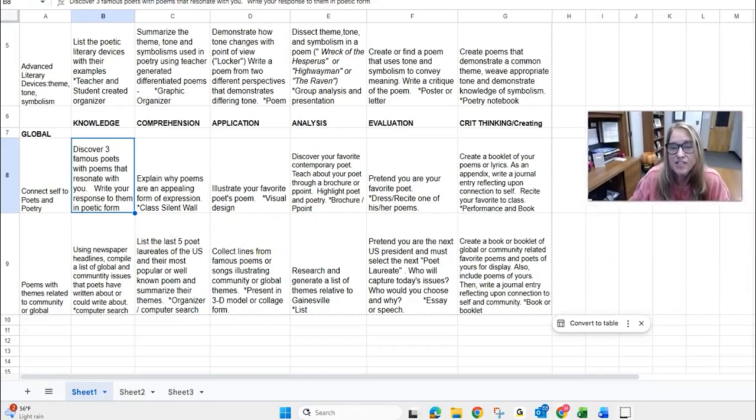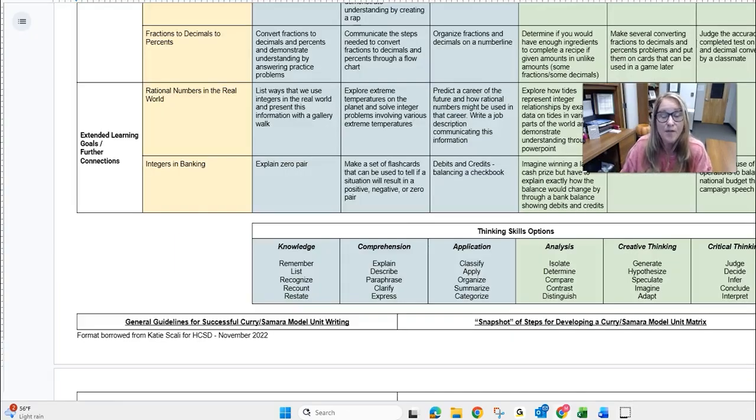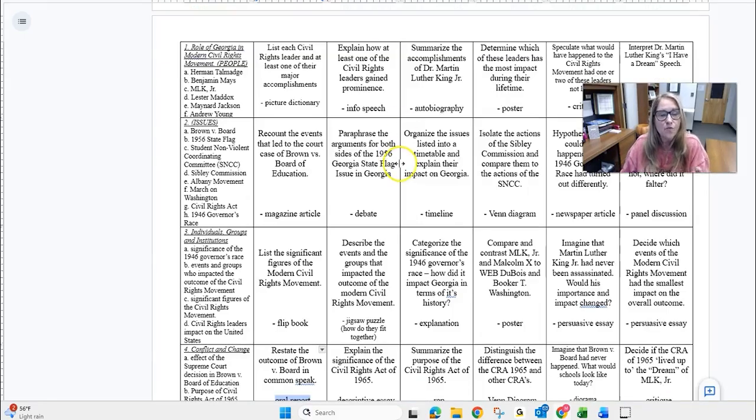So whatever you're teaching, just using these simple verbs and getting your Bloom's taxonomy or depth of learning going in more depth, if I can get that out. And then here's one, where did it go, with civil rights.